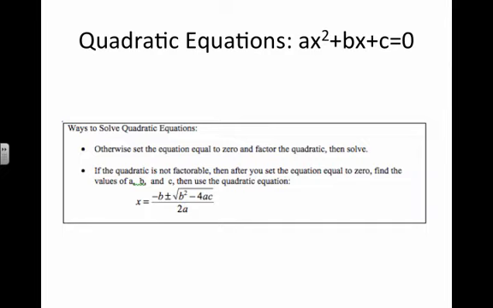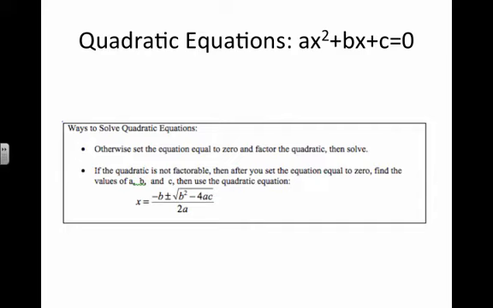Okay, quadratic equations are ones that can be written in the form ax squared plus bx plus c equals 0. You have to have an x squared. There are a couple of ways to solve. You can factor and set the quadratic equal to 0 and then solve. Actually, I said that kind of backwards. You set the whole thing equal to 0, then factor, then solve.